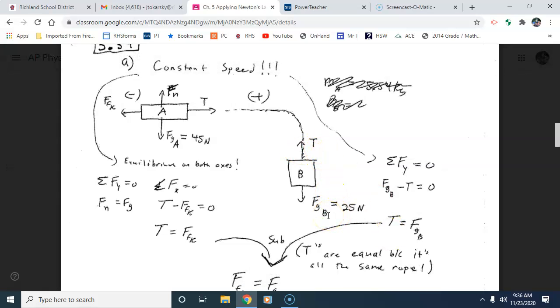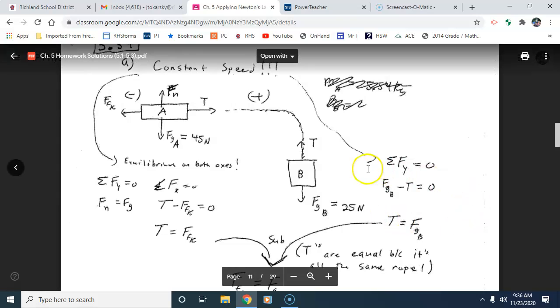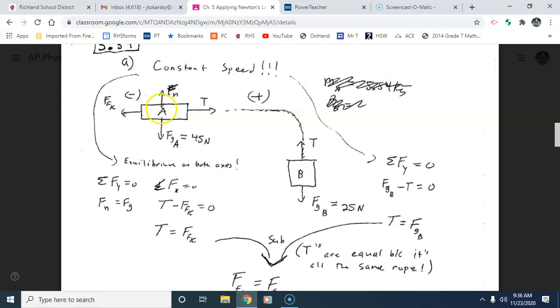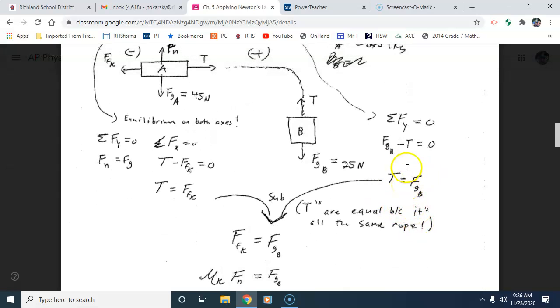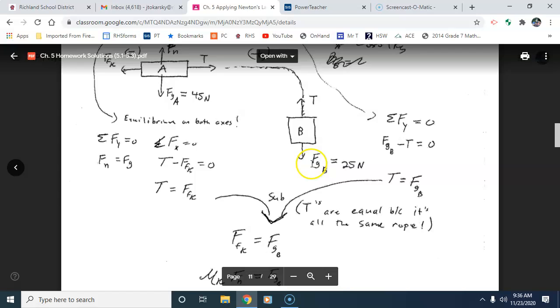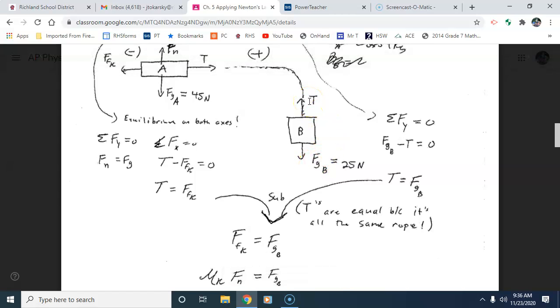But don't forget what we do on an Atwood machine. The pulley redirects direction, right? If we said the box to the right is positive, which is typical, positive wraps around the pulley and has to continue downward. So when we set this one up to be consistent with direction in an Atwood machine, it's going to be the weight of block B minus the tension equals 0. Therefore, tension also equals the weight of block B.